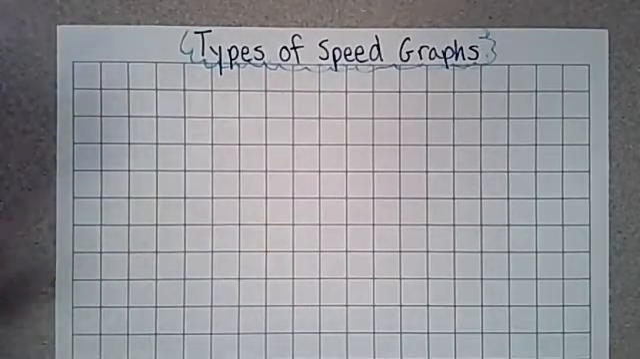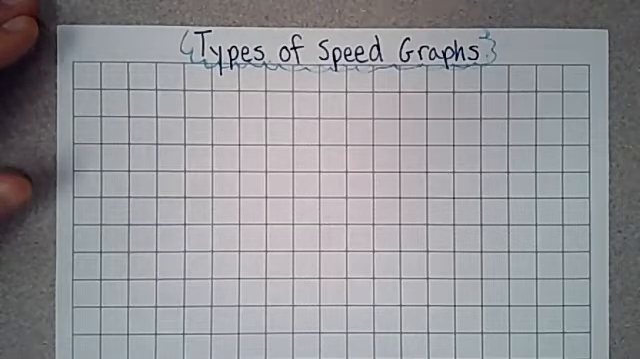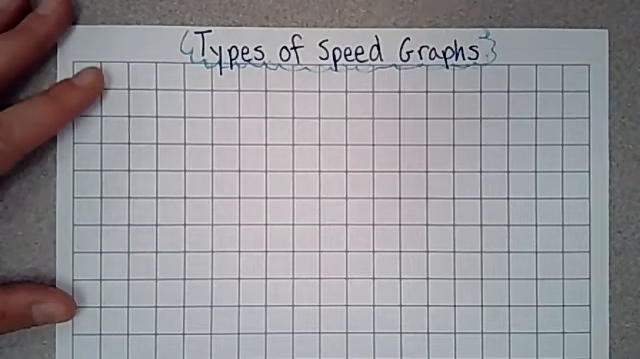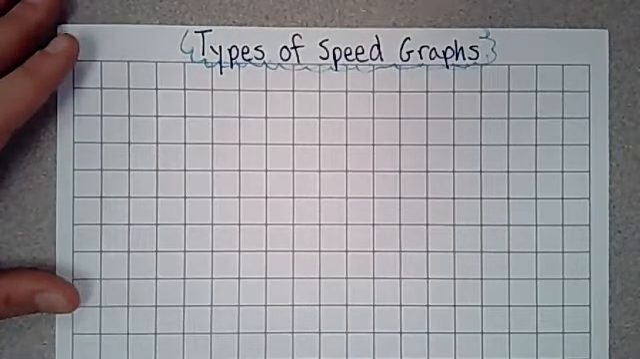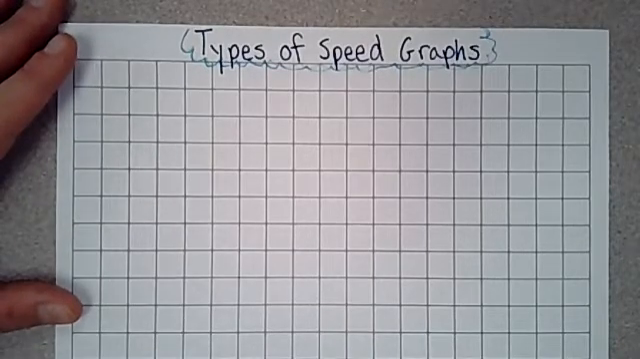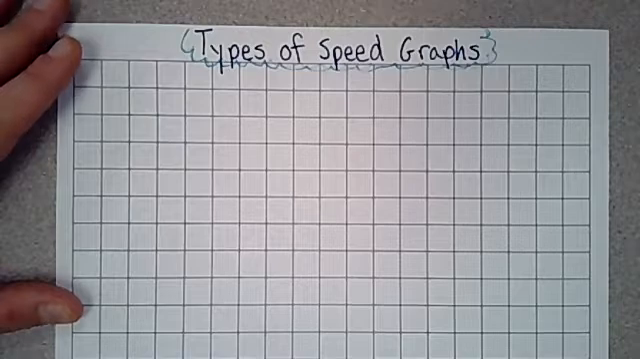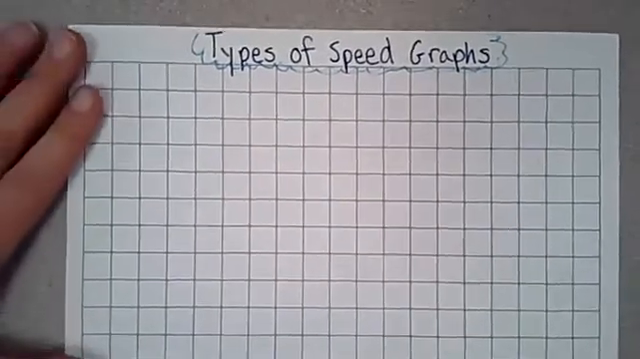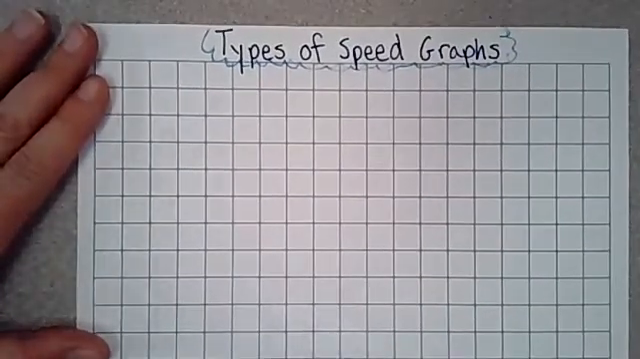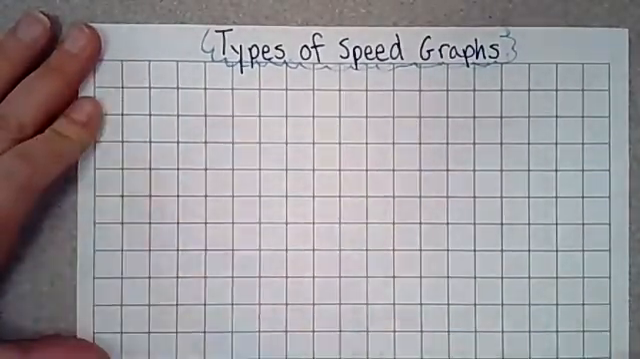different types of speed graphs. There will be speed graphs that show you when something is moving at a constant speed, when something has stopped, when something is slowing down, when something is speeding up, when something is turning around. I'm going to show you all kinds of different ones, but they're all going to have the same kind of format. So I have graph paper here.